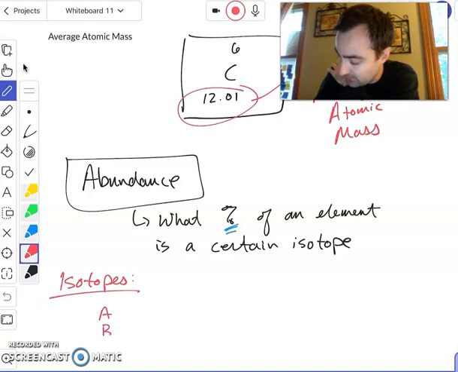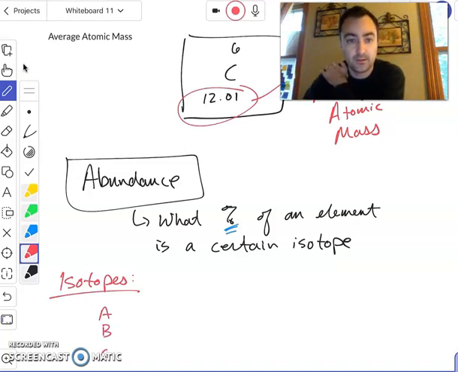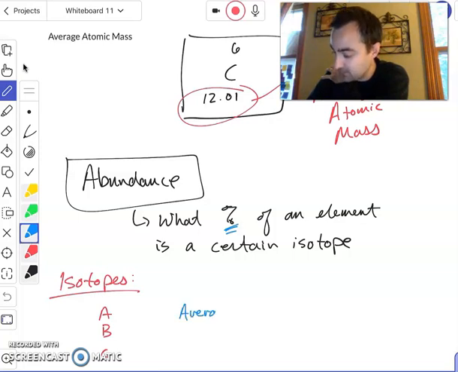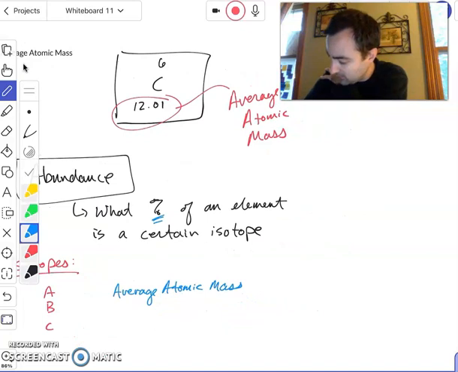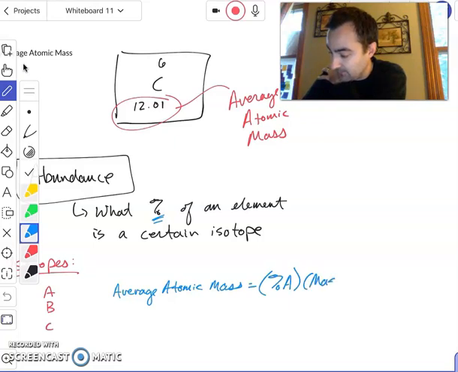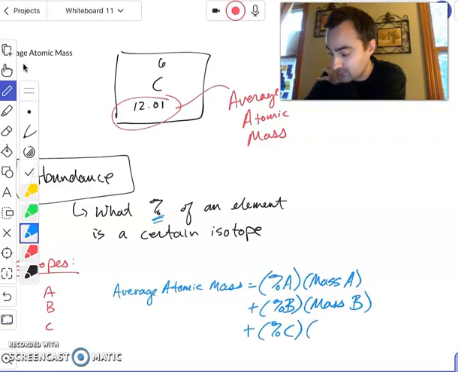you have isotope A and B and C. We can use the formula of average atomic mass. So this is average atomic mass. That's going to be equal to whatever the abundance of isotope A is times the mass of A, plus whatever the abundance of isotope B is times the mass of B, plus whatever the abundance of isotope C is times the mass of C.